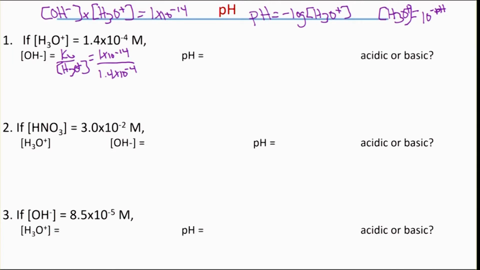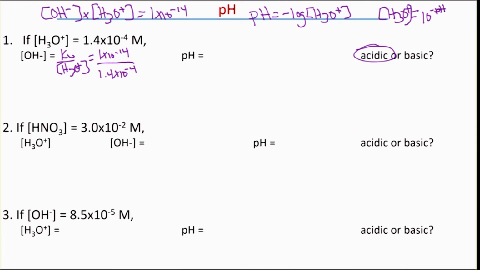All right, without even looking at this, I can tell you if it's acidic or basic, right? And you can too. I'm comparing the concentration for hydronium, 1.4 times 10 to the negative fourth, to what the concentration would be if it was neutral, 1 times 10 to the negative 7. This is greater than that, so I can tell right away that this is acidic. It's always good to do these checks in your head as well.